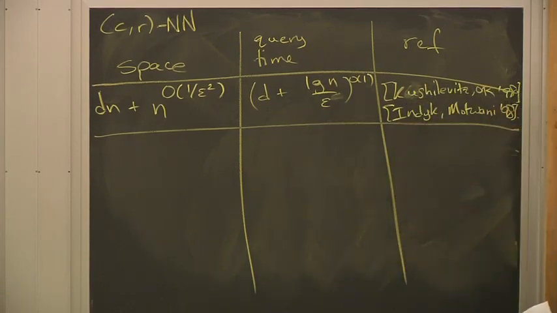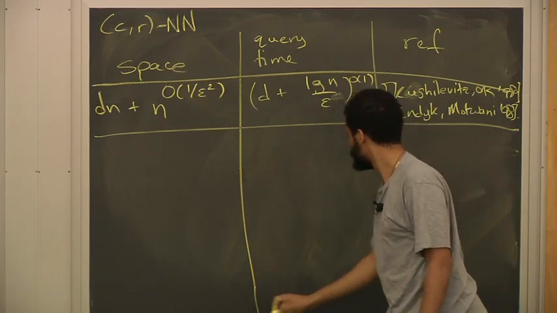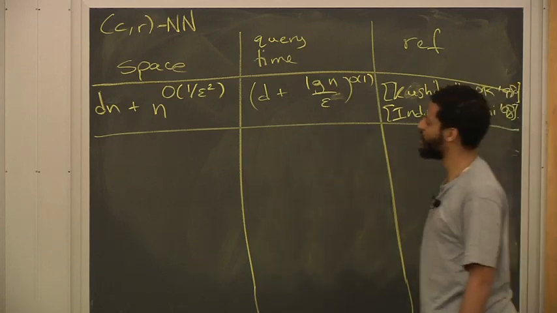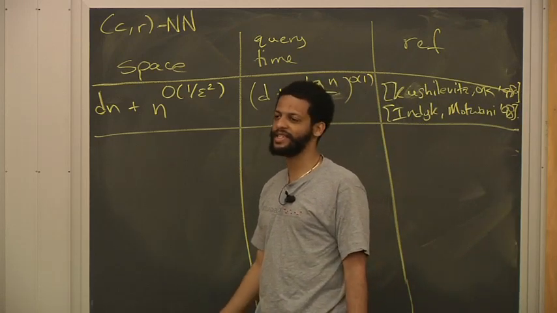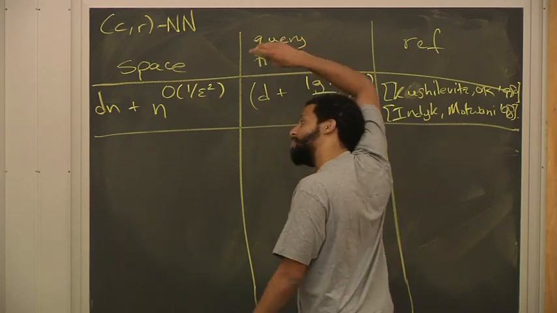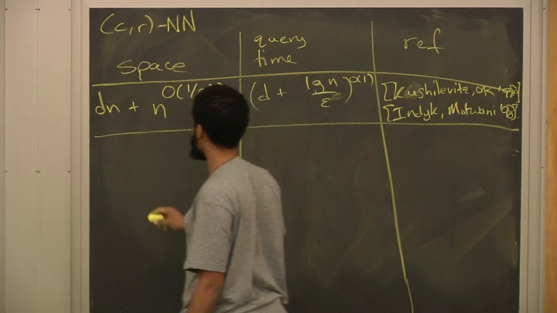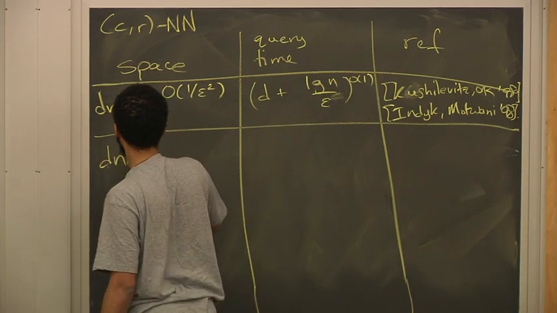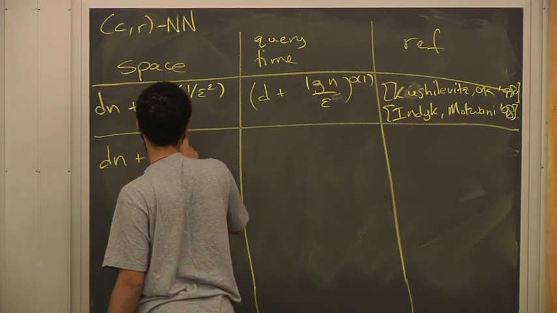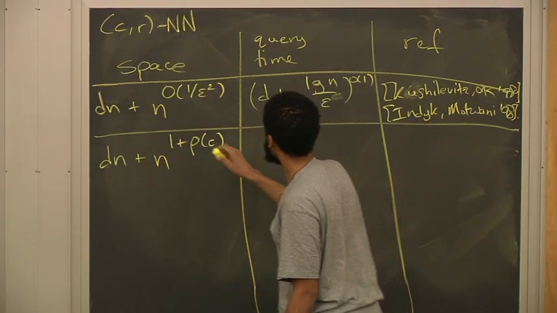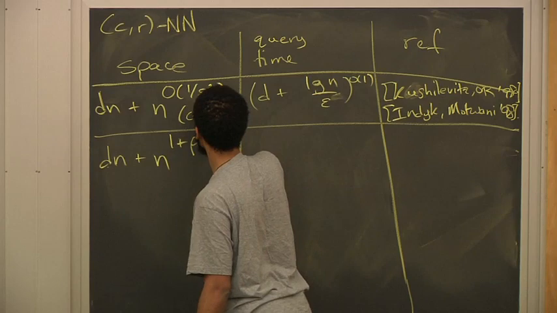There's some difference between these two. I'm not going to get into it here. Then there's the other approach, which is the LSH approach. You'll see what I mean in a second. So here, the space is going to be something like dn plus n to the 1 plus rho of c. By the way, in this rho, c is equal to 1 plus epsilon.